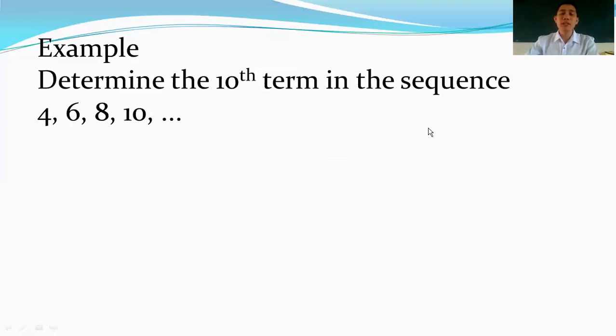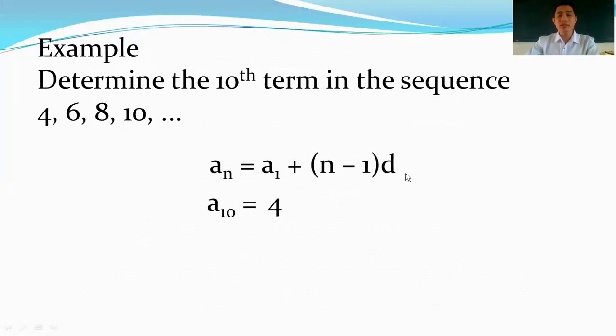Determine the 10th term in the sequence 4, 6, 8, and 10. Let's use this formula: a sub n is equal to a sub 1 plus (n minus 1) times d. We are asked to get a sub 10. So we have a sub 1 is equal to 4, which is the first term, plus our n is 10, so we have 10 minus 1 times our common difference, which is 2.